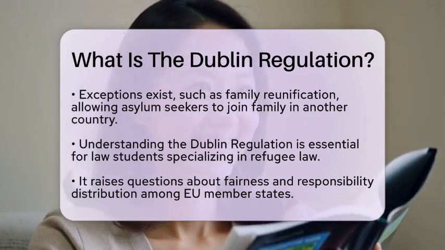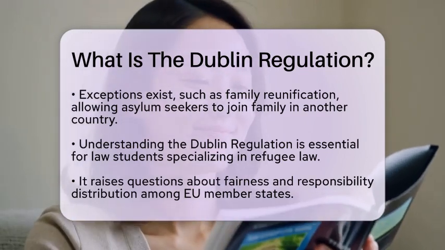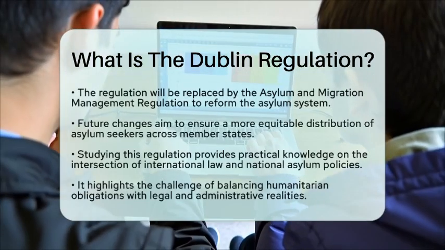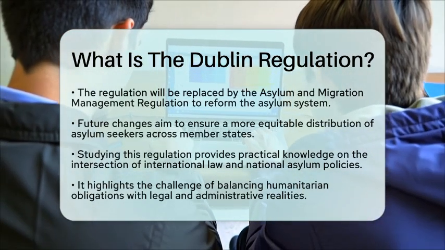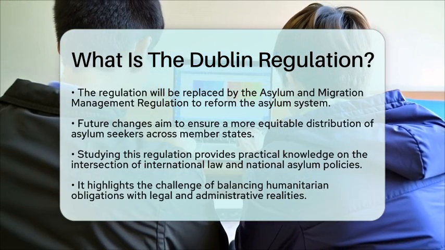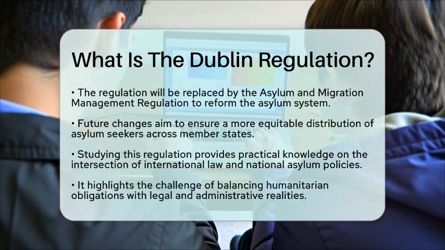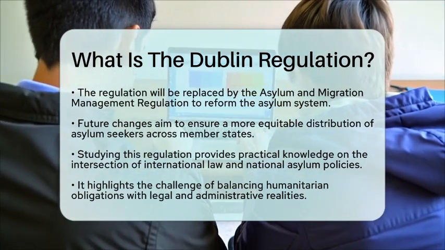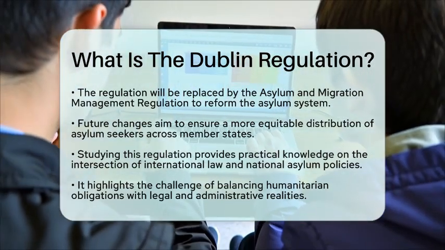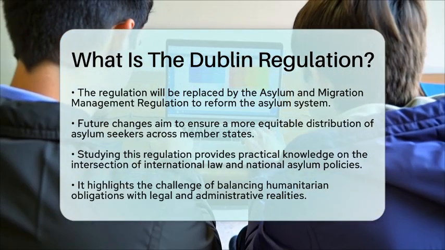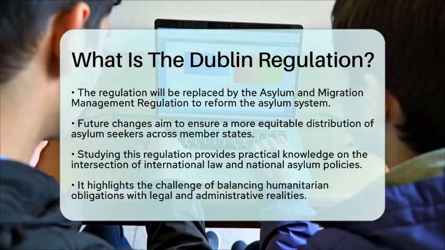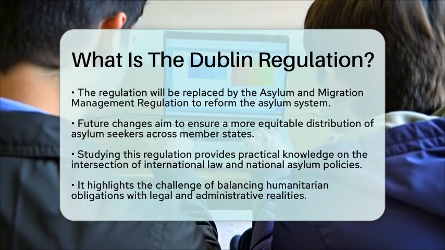Looking ahead, the Dublin Regulation is set to be replaced by the Asylum and Migration Management Regulation as part of ongoing reforms to the Common European Asylum System. This change aims to address some of the challenges faced by the current system, such as ensuring a more equitable distribution of asylum seekers across member states.